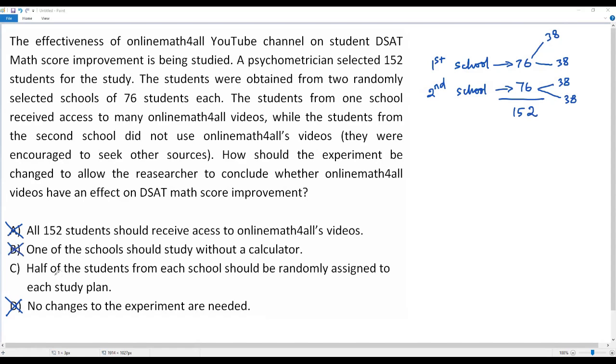Okay, now let's go to answer choice C. Half of the students from each school should be randomly assigned to each study plan. This is what we have discussed over here: when I consider the first school with 76 students, half of these 76 students are given access to online math for all videos, and the remaining 38 students are given access to the other source. The same thing I have done for the second school with 76 students. This is exactly explained over here. So the correct answer choice for this question is C.